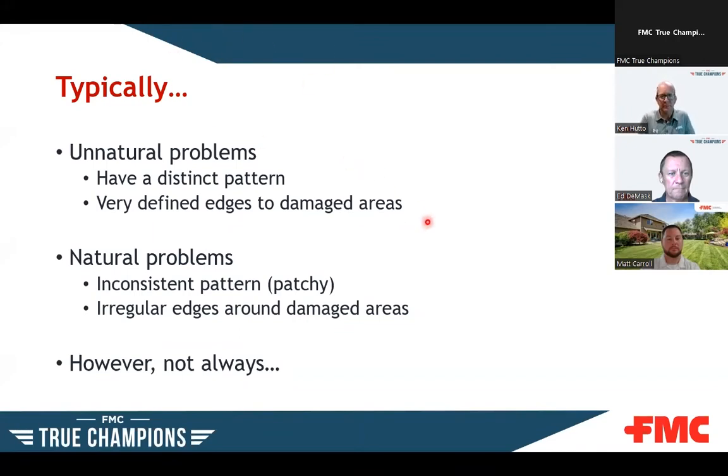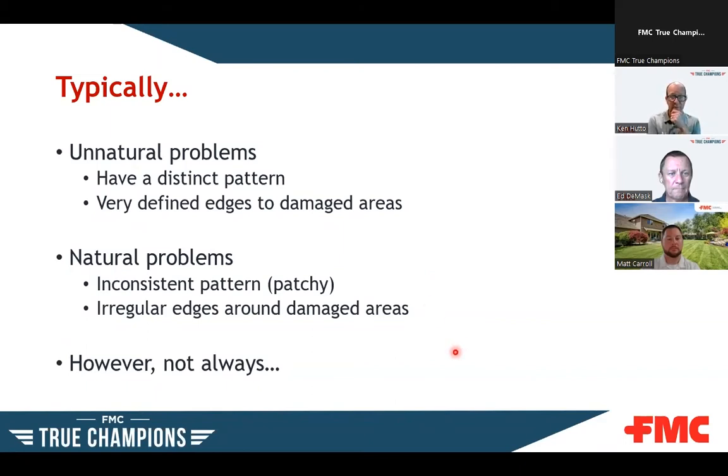Okay, excuse me. As I was saying, natural problems have irregular shaped edges around the damaged areas, whereas abiotic stresses are unnatural problems. Unnatural, or abiotic, stresses typically have very distinct patterns, so they're going to have straight lines and very defined edges where the damage occurs. An example of an unnatural problem would be scalping, or a natural problem would be a disease.